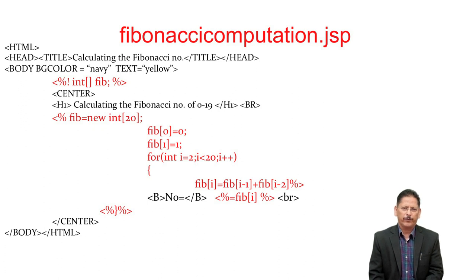So you can see the for loop here, for loop integer I equals to 2, I less than 20, I plus plus, this is the loop of 20. And FIB I equals to FIB I minus 1 plus FIB I minus 2. Means first two value will be added, and it will calculate the third value, and this B and slash B is here. So B is a bold face, and slash B by this we will close the bold.